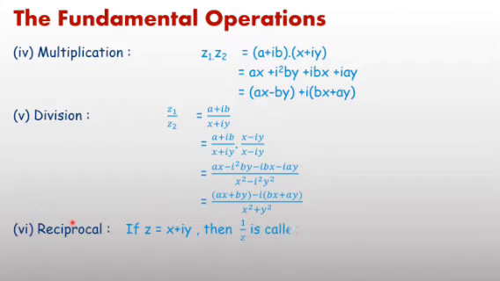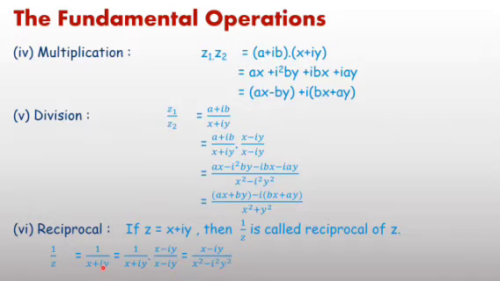And fourth, if any complex number is given, we have to find the reciprocal. 1 upon z is known as the reciprocal of z, and 1 upon z you can calculate as 1 upon x plus iy multiplied by x minus iy in numerator and denominator. In the denominator you will get x square plus y square, numerator x minus iy. In this pattern we can write the reciprocal of any complex number.